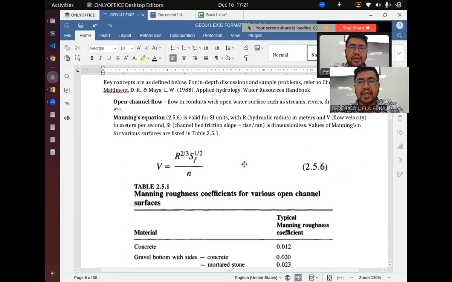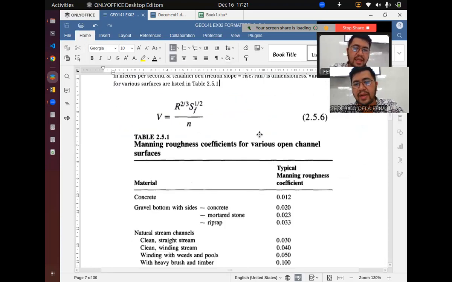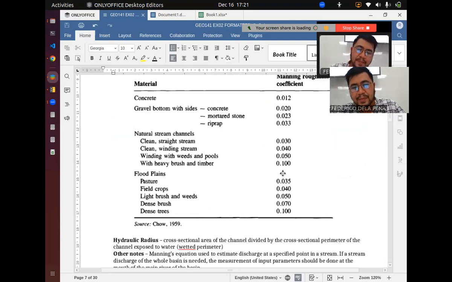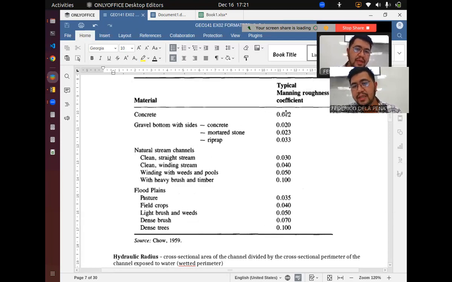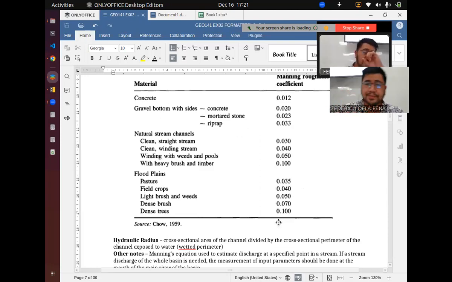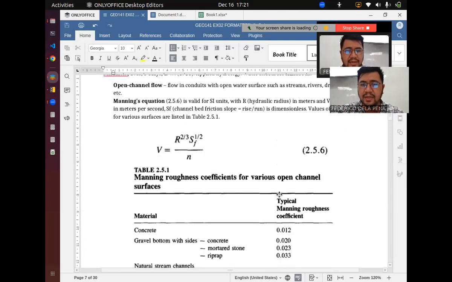And you also know the rise over run slope of the channel, and also the Manning's roughness coefficient, which will depend on the roughness of the channel surface. So you can see here, it varies from like a concrete pipe with a very smooth surface to like a floodplain with very dense trees. You have a very high roughness coefficient. Okay. Yeah, so this is really an important equation.